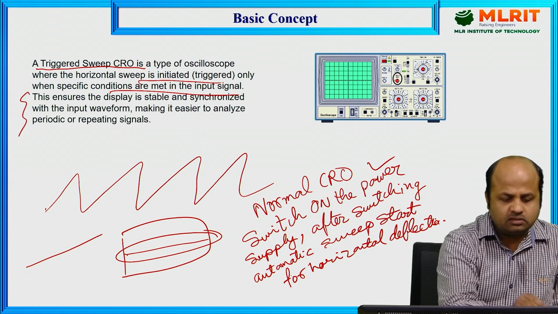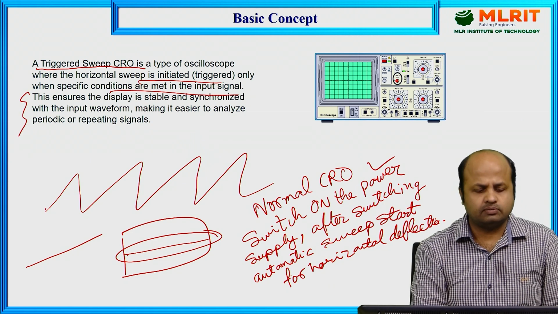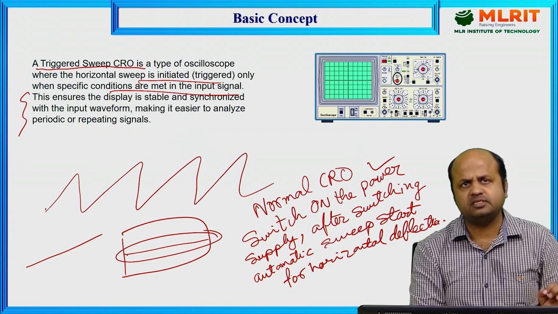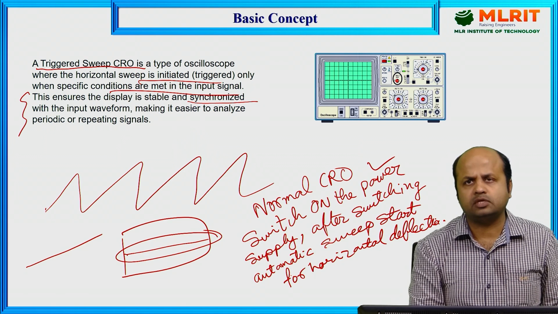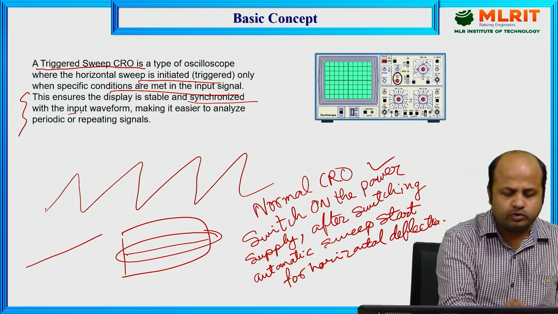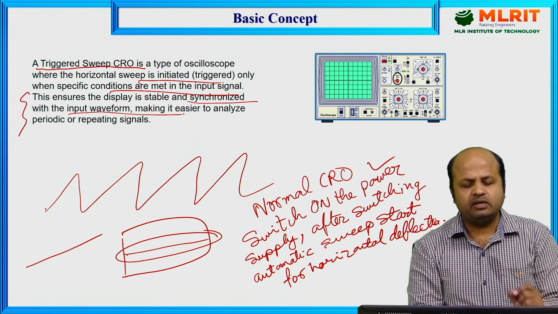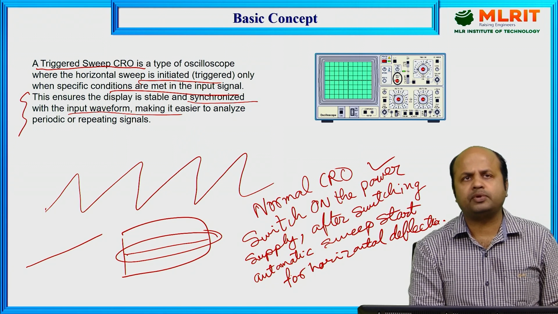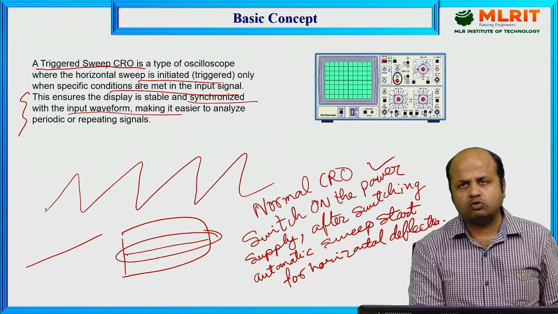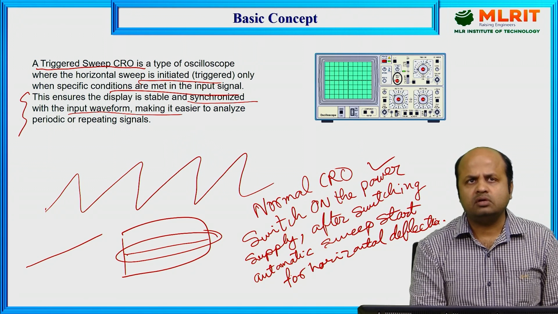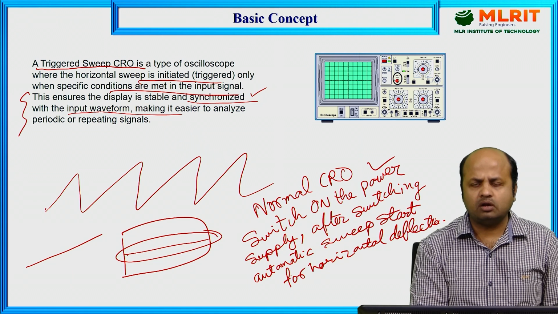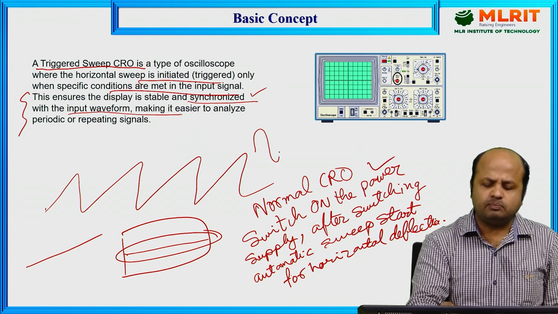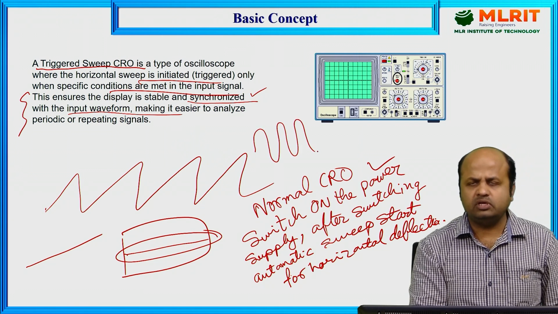So what is the purpose of Triggered Sweep CRO? It ensures the display is stable and synchronized. The purpose is to synchronize the input waveform, making it easier to analyze periodic and repeating signals. So the question may arise: in a normal CRO, is there no synchronization? Yes, there is synchronization. But in a normal CRO we are using mostly periodic types of signals. We generally use it in our laboratory to measure periodic signals.